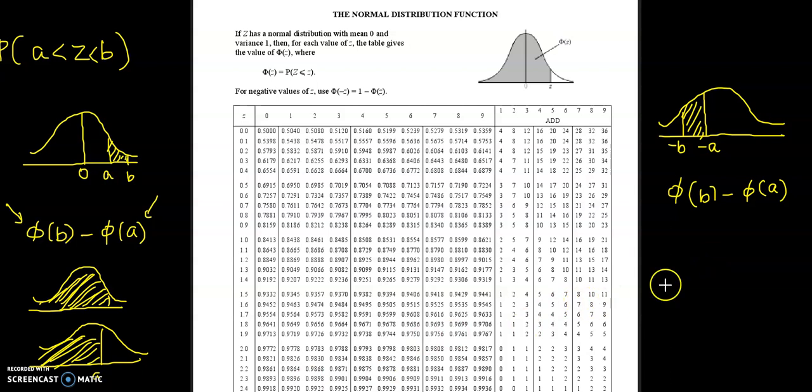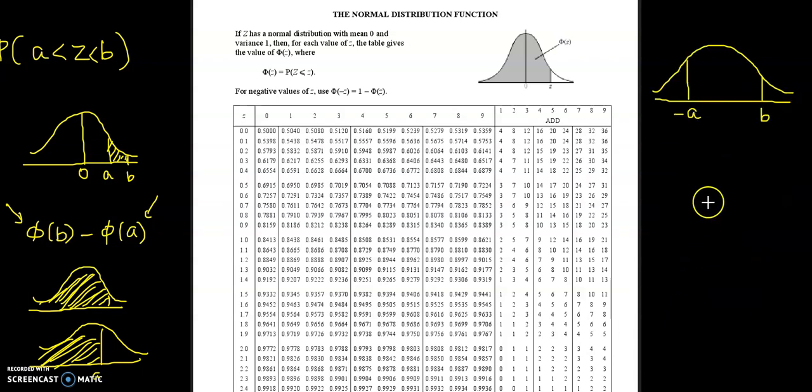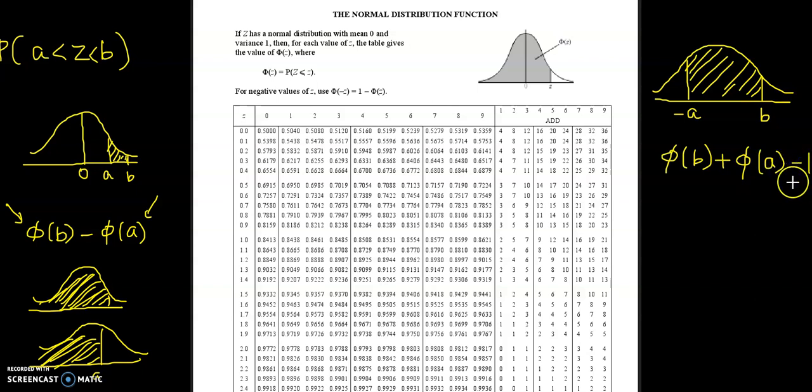Now let's find some examples wherein one value is on the negative side and the other is on the positive side. So in this case, I have A as negative and B as positive. To find the region in between minus A and B, I first find the probability till B. That is, till this point, I'm going to find the probability. I'm going to add the probability of A and then I'm going to subtract 1.